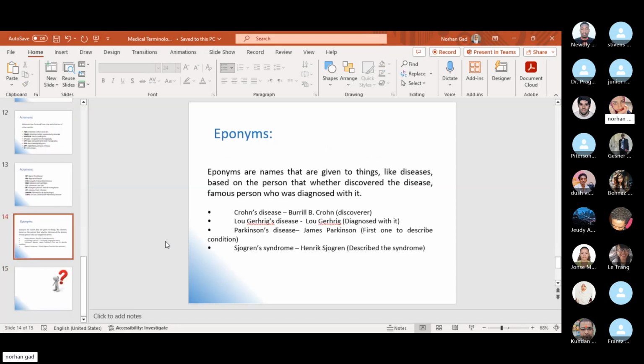What are eponyms? Eponyms are names given to things like diseases, named after the person who first discovered the disease or who was first diagnosed with it, like Crohn's disease. Crohn's disease is named after the person who discovered it, Burrill B. Crohn. And Parkinson's disease is named after the person who was first diagnosed with this condition, James Parkinson, and so on and so forth.